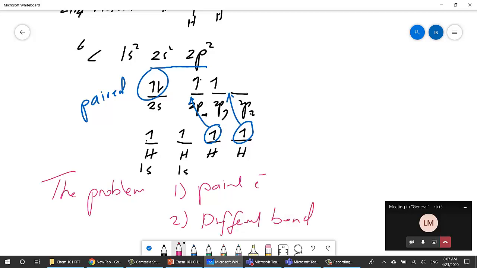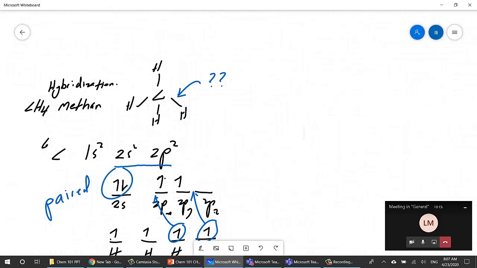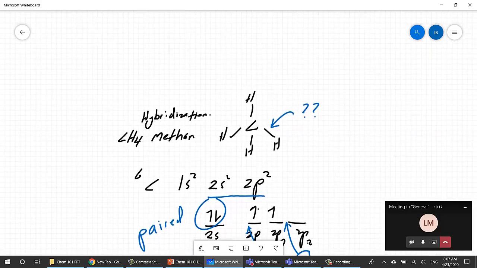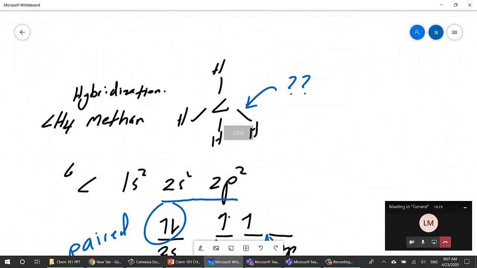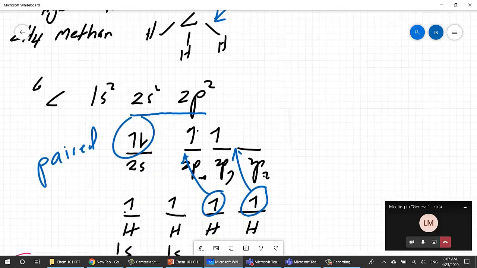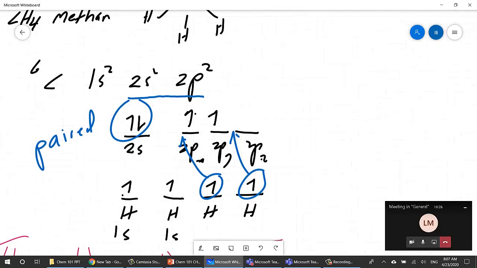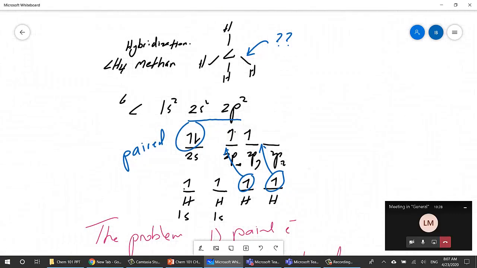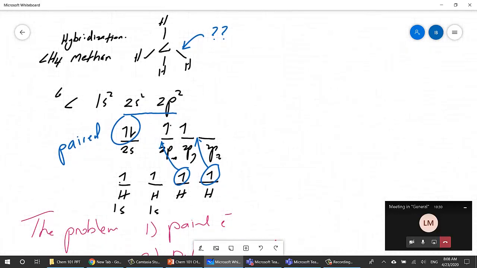in CH4. But we know experimentally that these bonds in methane are all equal, with the same size, the same bond length and everything. But having a bond between s and s and s and p, having different bonds, doesn't make sense. So this situation is not acceptable, and therefore something magical will happen here, and we call it hybridization.